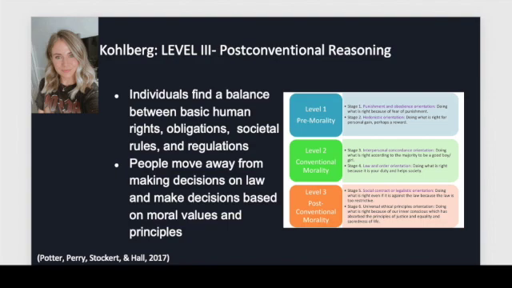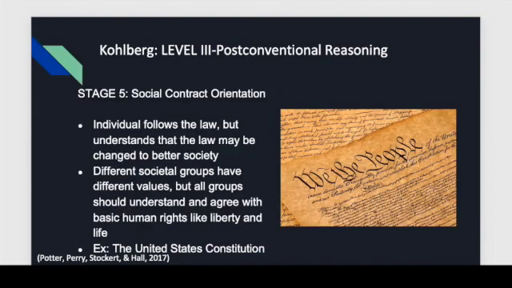So for level 3, which is post-conventional reasoning, this is when a person finds a balance between basic human rights and obligations and societal rules and regulations. This is when people move away from making decisions based on law and make decisions based on moral values and principles. So there are 2 stages under level 3. Stage 5 is societal contract orientation.